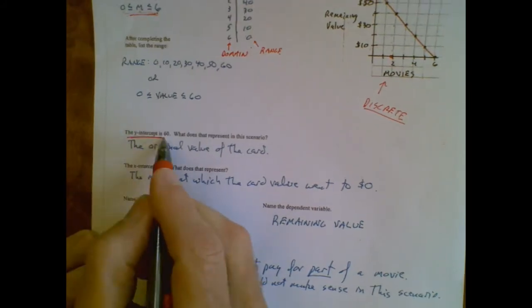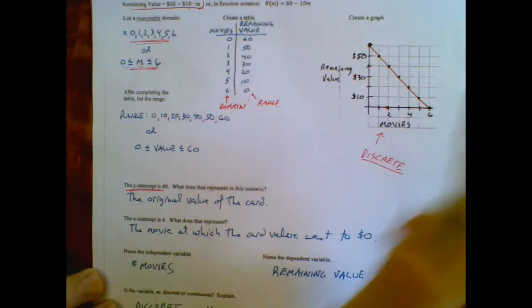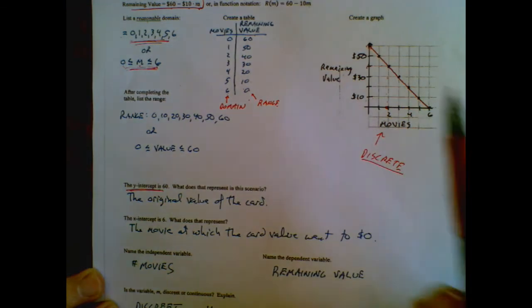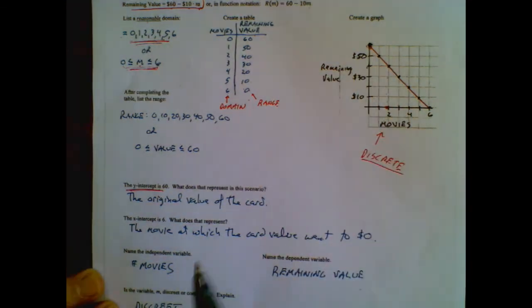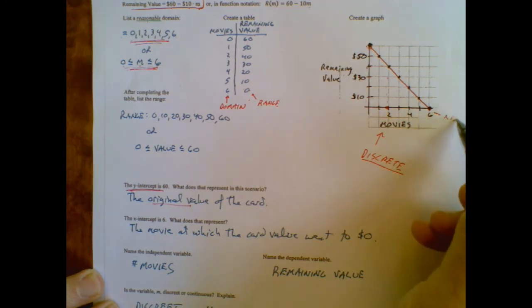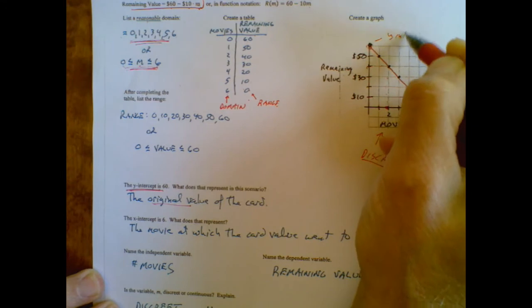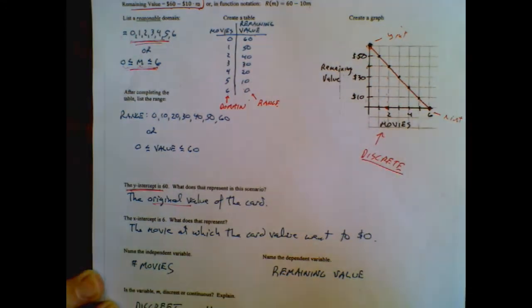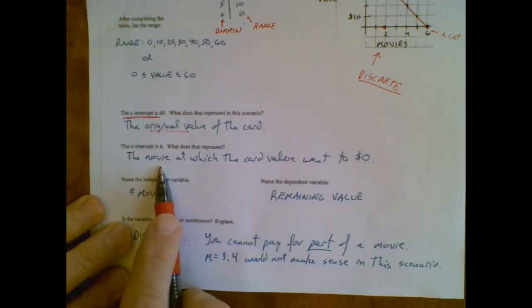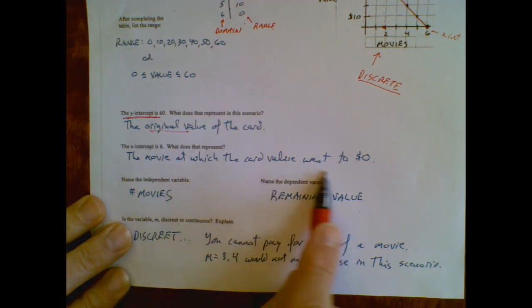So in this case, we had a y-intercept. It was up there, way up there. That's where this graph hits the y-axis. What does it represent in the scenario? Well, that spot, that 60, was the original value on the card because the card was loaded for $60. The graph meanders along and eventually hits the x-axis. There's an x-intercept, just like that was the y-intercept. And what does the x-intercept represent? The x-intercept represents the 6th movie, and that's when the card value went to 0.